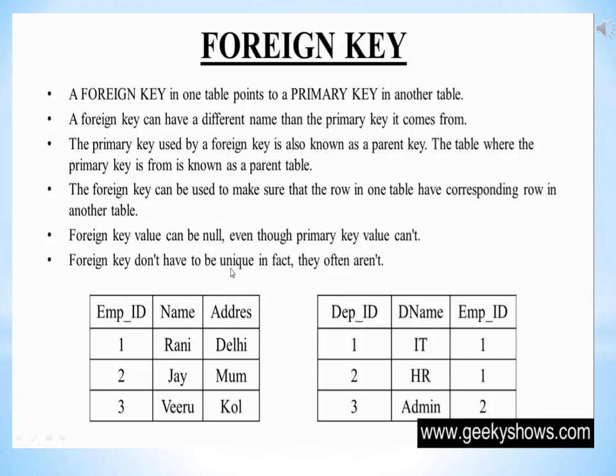The foreign key can be used to make sure that a row in one table has a corresponding row in another table. A foreign key value can be null even though a primary key value can't. The foreign keys don't have to be unique. In fact, they often are.